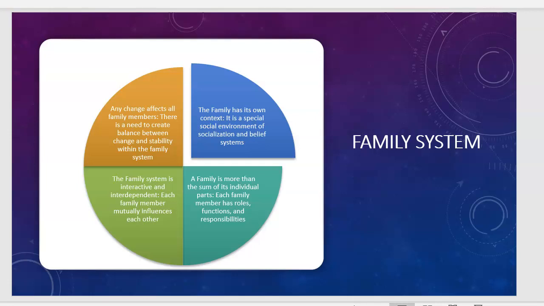A family is more than the sum of its individual parts. So this is straight from social systems theory. It means that as a whole, the family comprises a larger unit than just each member of the family collectively. So we think of the family as one entity or one unit. Each family member has roles, has responsibilities, and has a particular function within the family.